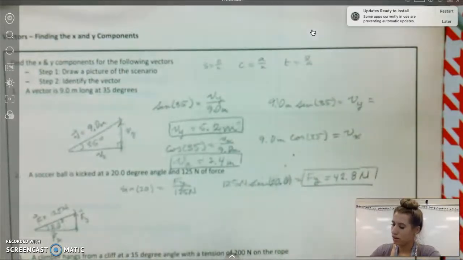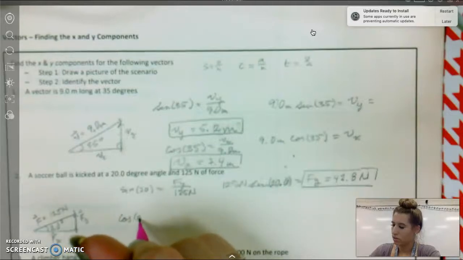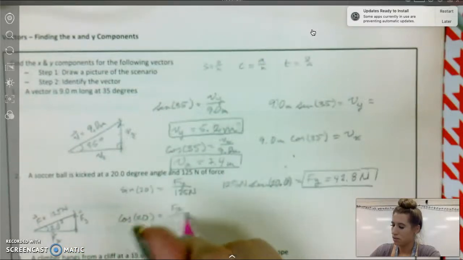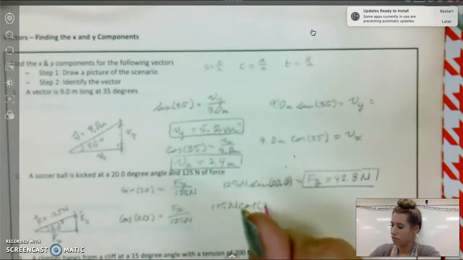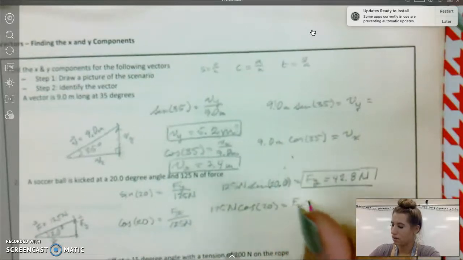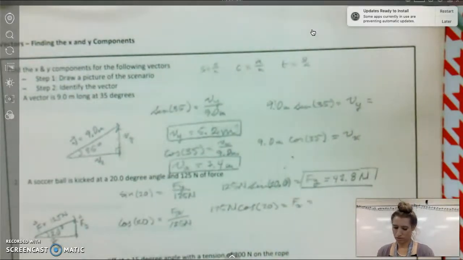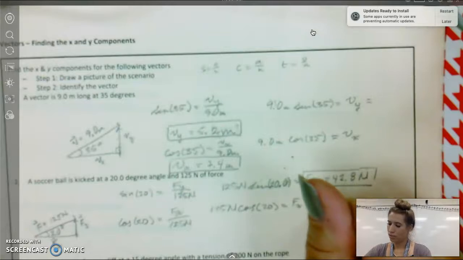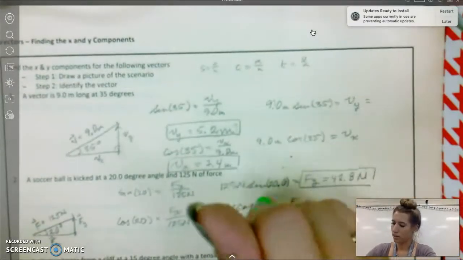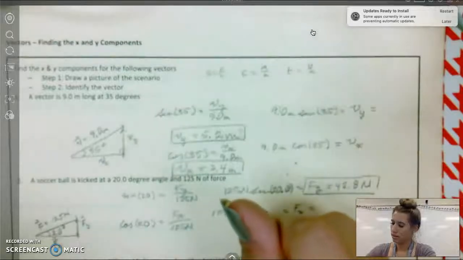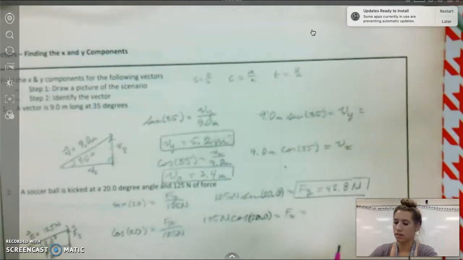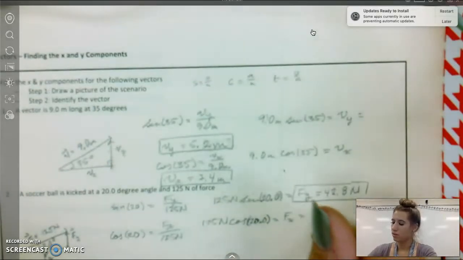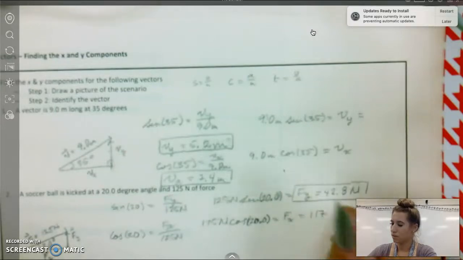Now, for our x component, cosine of 20 is equal to f sub x over 125 newtons. So 125 cosine 20 is going to give me f sub x. I dropped my digit again. That is 20.0, so 3 sig figs, 3 sig figs. My final answer is 117.462, so I'm going to round that to 3 significant figures. Units of newtons.